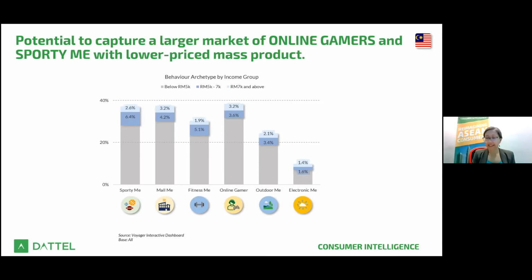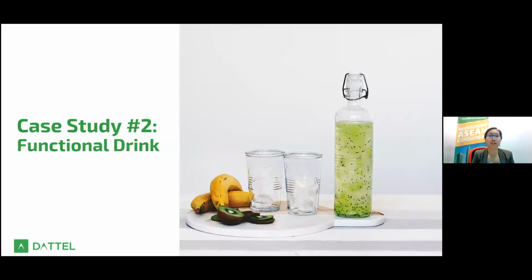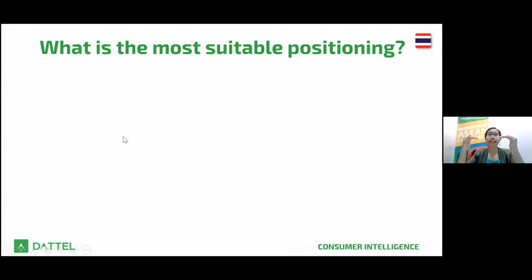Okay, I have another case study that I want to share with you, using Thailand data. A business that is marketing an energy functional drink is looking at how best to position this product. What we want to do here is first identify the different kinds of behavior archetypes that may be suitable for their positioning.